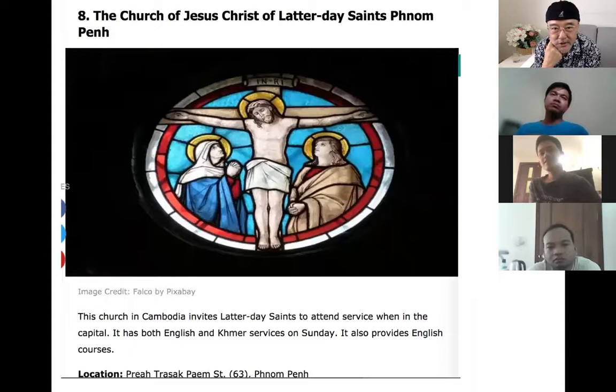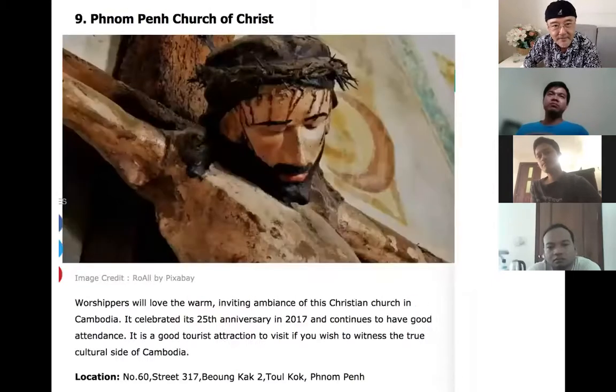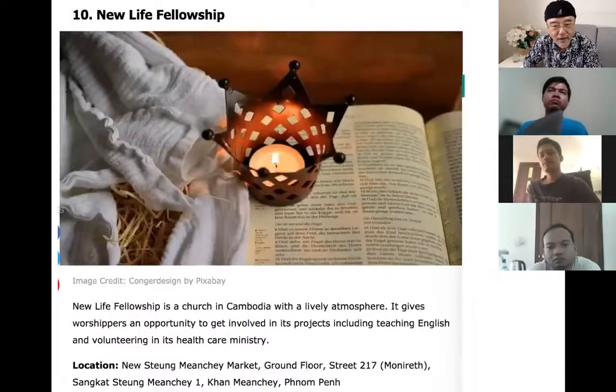The Church of Jesus Christ of Latter-day Saints. Of course, we don't go because it's Mormons. But they are secular people. Church is church for them. Catholic church, Mormon church, they don't care. But they said it's a beautiful church. I don't think I'll visit there. Phnom Penh Church of Christ, at Turko, near my house. New Life Fellowship, of course.